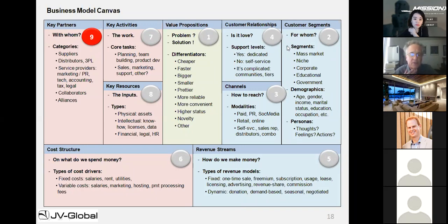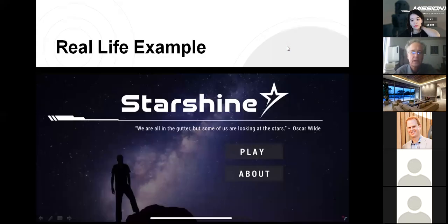So this is the theory. And for us to look at a real life example, again, I said it earlier, we're going to use the Starshine mobile app that Dominique is developing. And this is an old version of the business model canvas that I'm going to use as an example. So, and there's no super secret stuff in here. That's all taken out and removed.